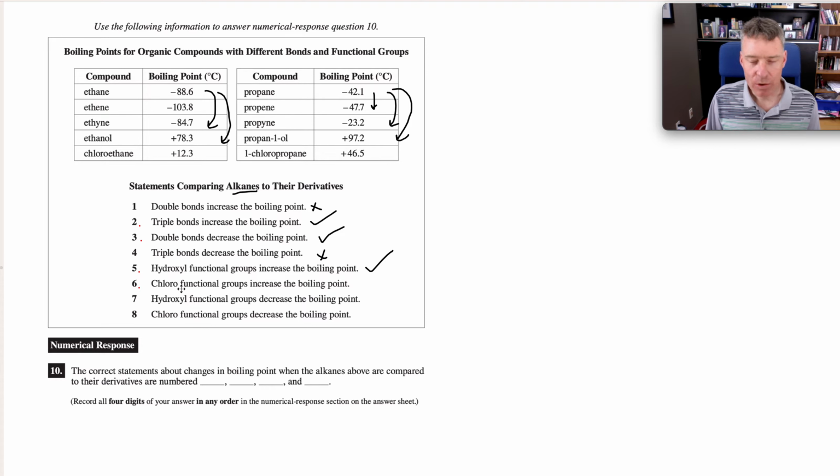Same thing with our chloro. Don't use your prior knowledge. You can, but just use what's going on in your data. And again, we see an increase and we see an increase. So the 2, 3, 5, and 6 are right, and the other ones are incorrect. Again, don't overthink this by trying to use your knowledge. It's purely table interpretation.